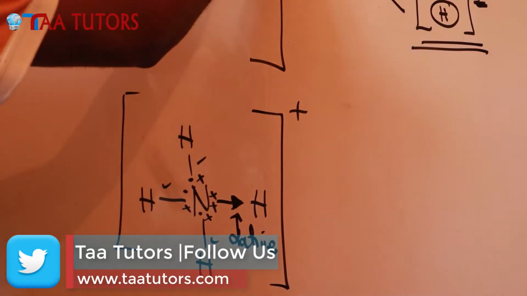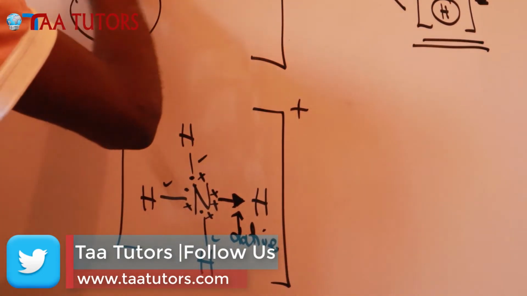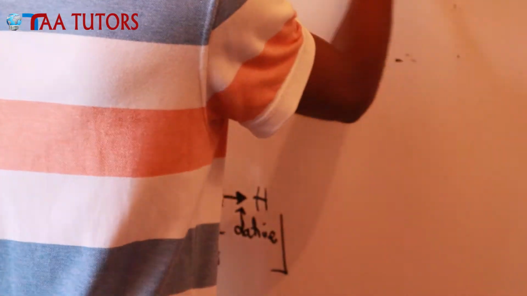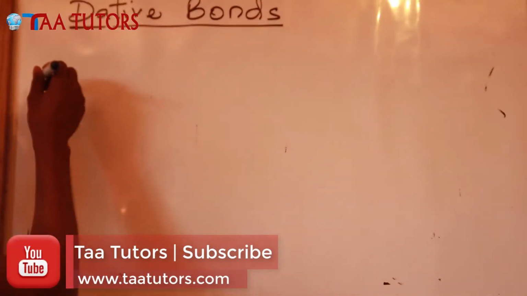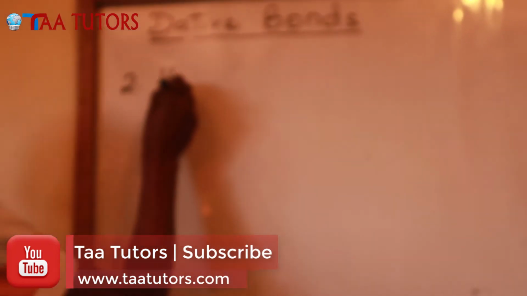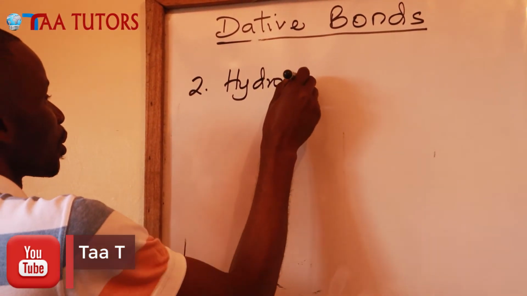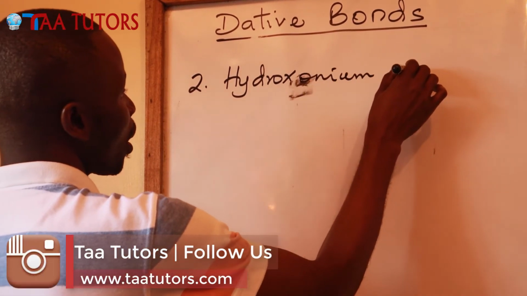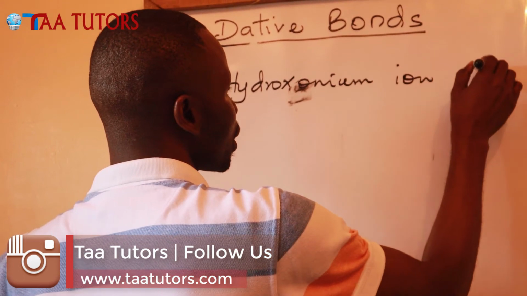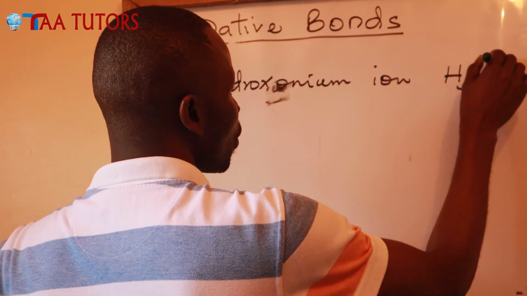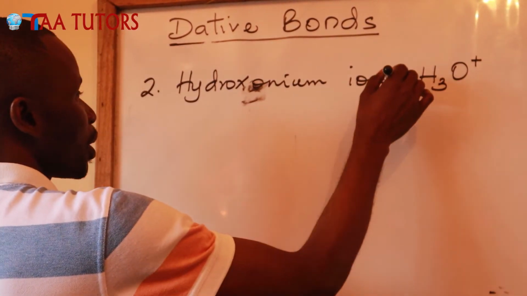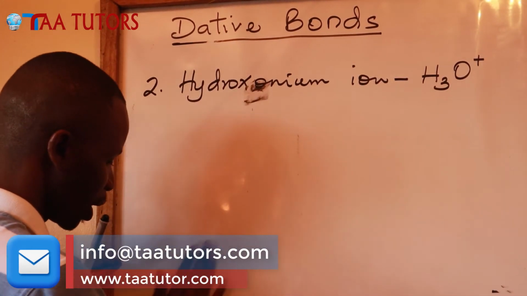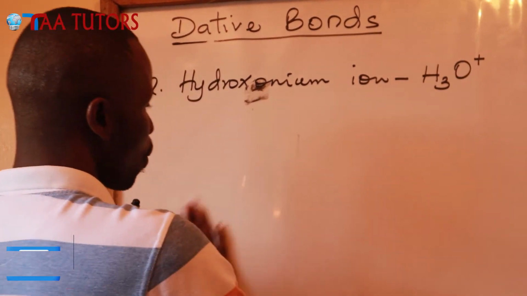The second example is what we call the hydroxonium ion, and the hydroxonium ion is H3O positive. That is the hydroxonium ion. So I also want to show you that the hydroxonium ion forms from water.